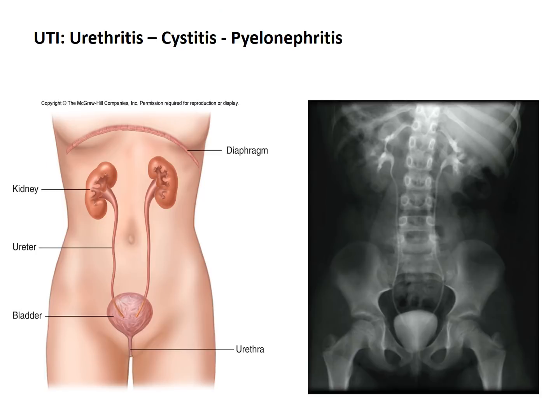Okay, UTI. You can have urethritis affecting the urethra. More commonly, that's a sexually transmitted type of infection, gonorrhea, chlamydia. We're not going to talk about that in this course. Cystitis, infection of the bladder, and pyelonephritis, infection of the kidney. So when you talk about UTI, you always want to determine where in the urinary tract is the infection. Urethra, the bladder, the kidneys.